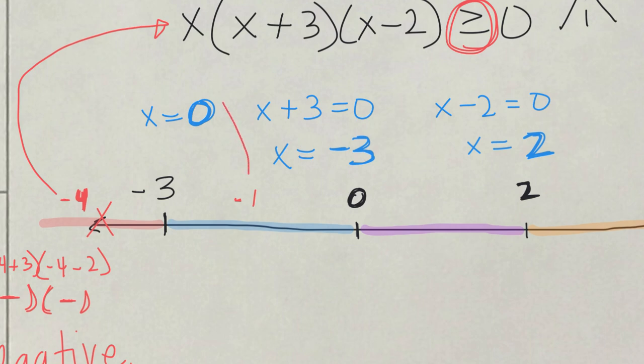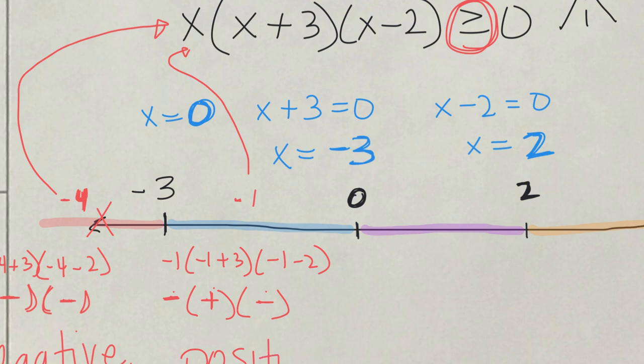And once again, we go into this equation, right? The full-on equation. So this is a negative 1, so that's a negative number. Negative 1 plus 3 is a positive number. Negative 1 minus 2 is a negative number. So what do I get when I do a negative times a positive times a negative? I get a positive number. A negative times a negative is a positive.